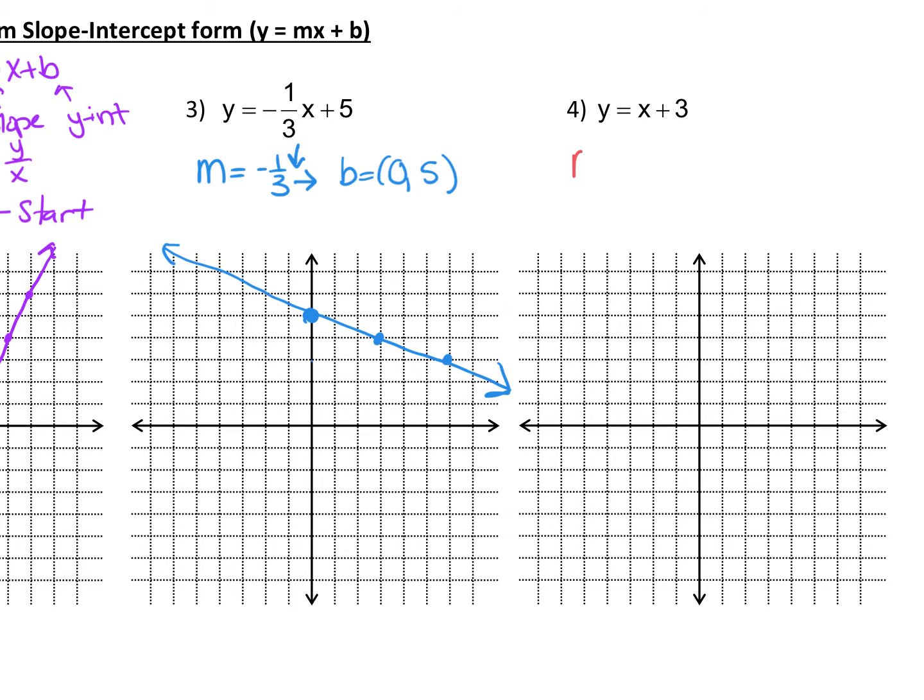In number 4, it's a little bit trickier. Your slope is always what's in front of your x. So in this case, remember, even if there's no number, we know that my slope would be 1 or 1 over 1, and my y-intercept would be 3. So I'm going to start at 3 on the y, and then since my slope is 1, that's positive, so it's going to be up and right. And then to continue my points, I can also go down and left.